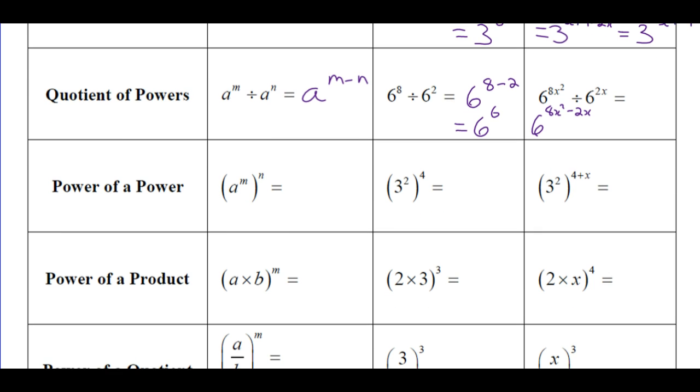Power of a power. When you have a power to a power, you multiply the exponents, so it's a to the m times n. This is 3 to the 2 times 4, or 3 to the 8. And this is 3 to the 2 times 4 plus x. And again, we have a binomial. Anytime you see a binomial, put brackets around it. Okay, multiply, and we use distributive law. So it'll be 3 to the 8 plus 2x.